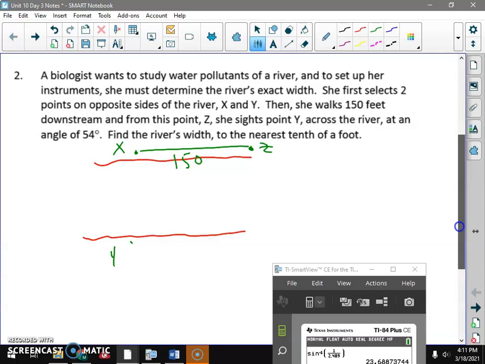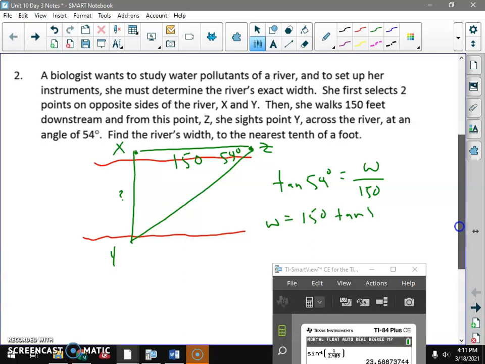And when she spots Y, the angle she sees is 54 degrees. So that's the angle at Z. On that triangle, I want to find the river's width. I'm going to put my unknown right here. Call it X. I used X already. How does the 54, the unknown, and the 150 relate? I'm going to call it W for width. I would say tan of 54 equals W over 150. W equals 150 tan of 54, to the nearest tenth of a foot. 206.5 feet is the width of the river.